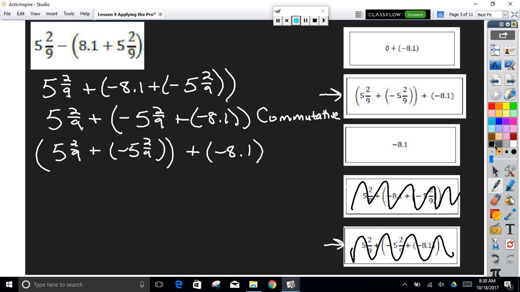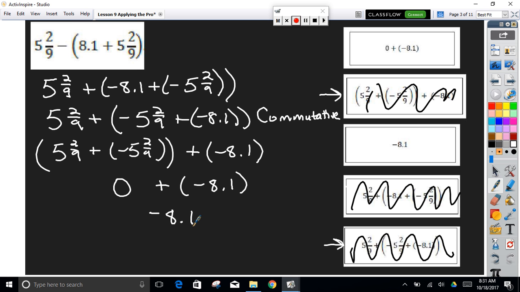This is getting easier because we're down to 2 steps. Kind of obvious at this point. Grace? Top one. The top one. Yeah, the bottom one's kind of obviously the answer, so we wouldn't want to pick that. When we add 5 and 2/9 plus -5 and 2/9, we get 0. And then when we add 0 plus -8.1, we get -8.1. Okay, any questions about that?